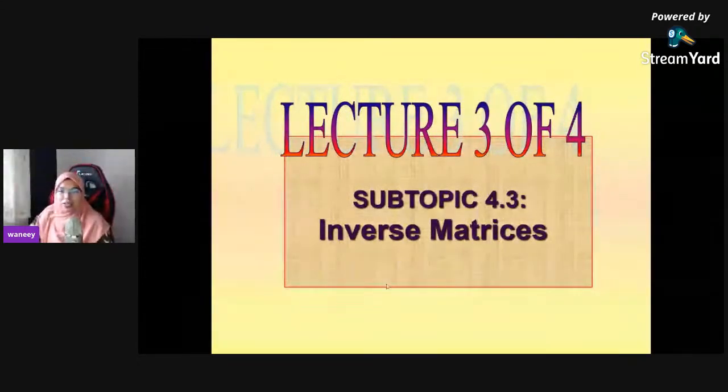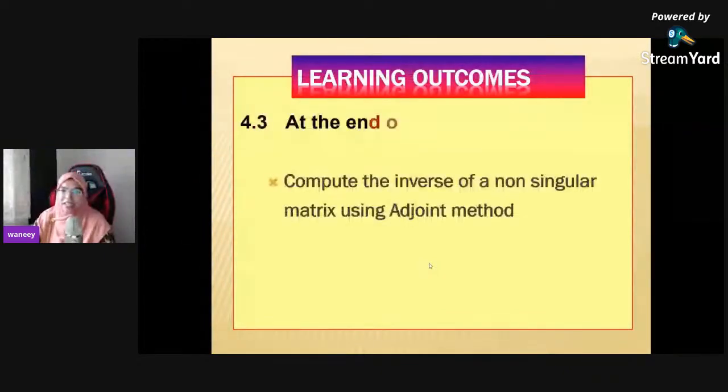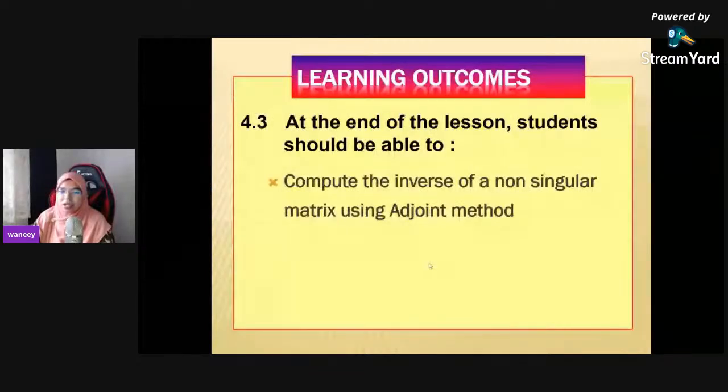Okay, so now we are at subtopic 4.3 called inverse matrices. So the learning outcome for today is that you should be able to compute the inverse of a non-singular matrix using the adjoint method. Okay, so now the keyword is non-singular matrix and then adjoint method. So today we are going to learn what does it mean by singular, non-singular, and then what is the formula for adjoint method.